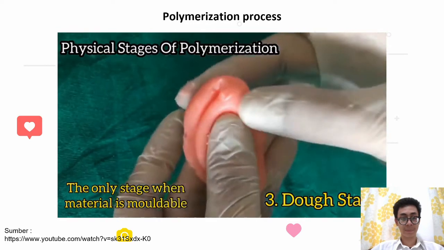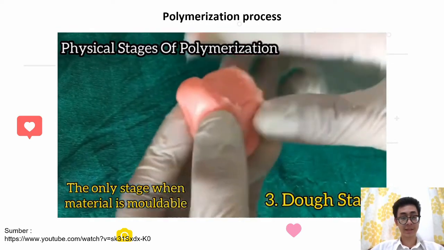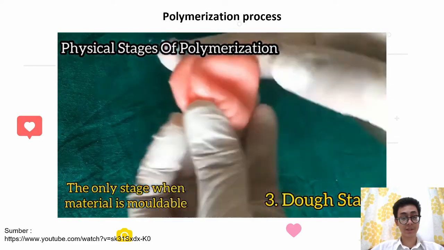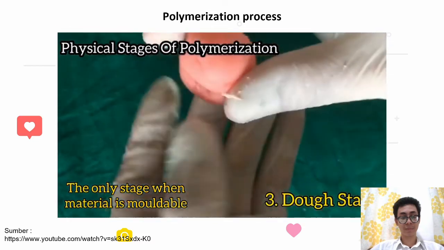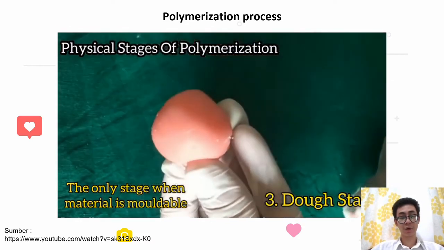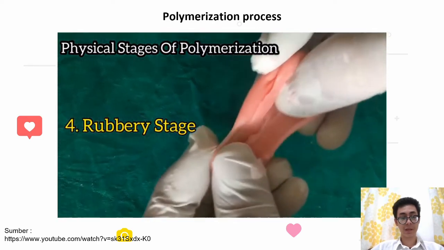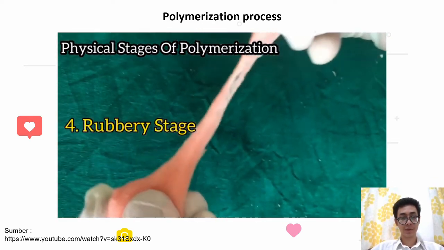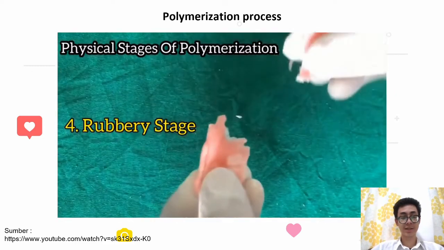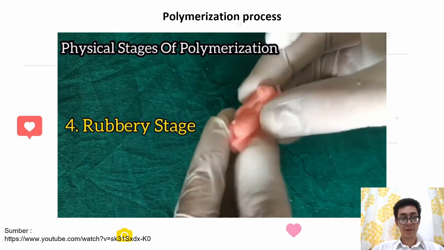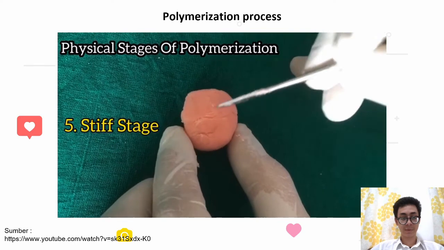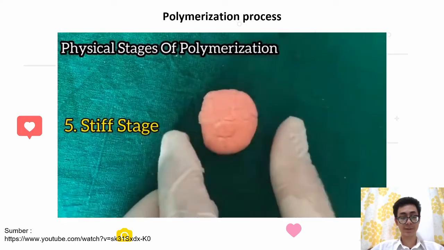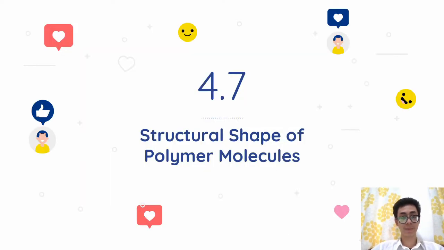Texture is quite sticky, as we can see in the video. This is the next stage. The stage when the material is moldable. Then one rubbery stage. As we can see, in this stage the polymerization looks like a gum. Next is the hard stage, and that's the last one.